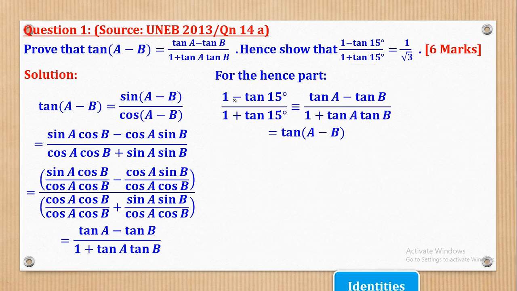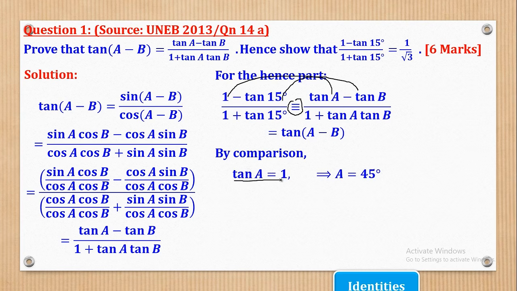Therefore what you are going to do, we are going to compare. This equivalent sign means you can compare. So when I compare, this will be this and this will be that. So you come and say that by comparison, tan A is equal to 1, meaning that A is 45 degrees. When I press arctan 1, I'll get 45 degrees. Then tan 15 is equal to tan B, meaning that B is equal to 15 degrees.